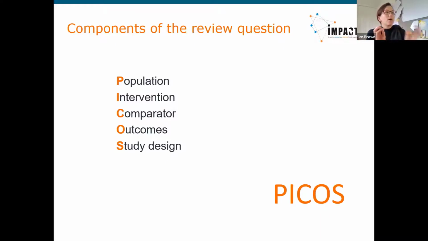There are some other acronyms or frameworks that you can use for other review types, but we will focus on PICOS here. And this is what I was meaning about transferable skills. This sort of detailed thinking is something that you need to do regardless of what kind of review you're doing.